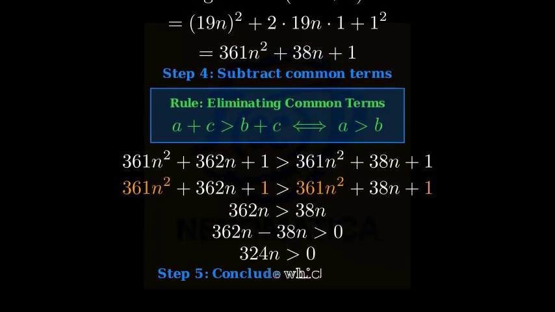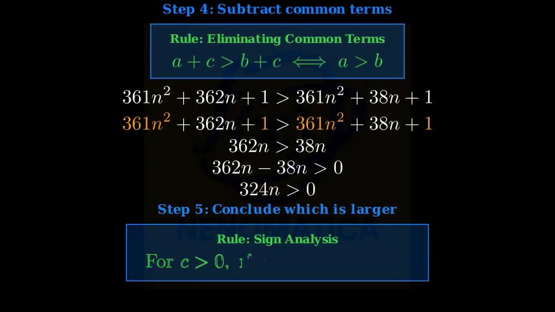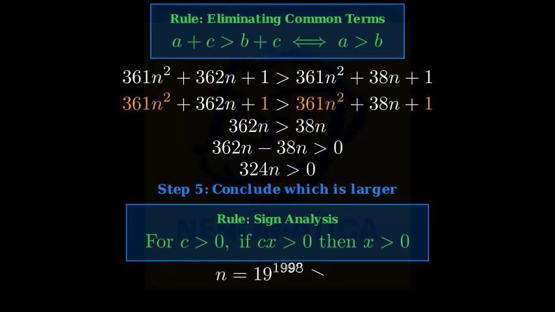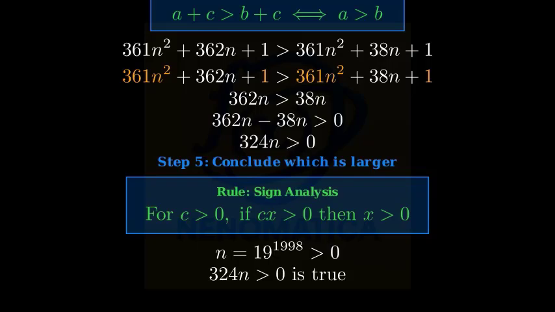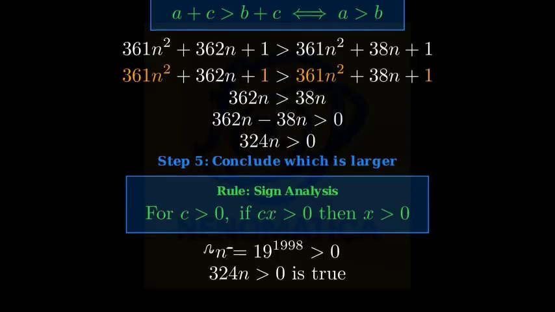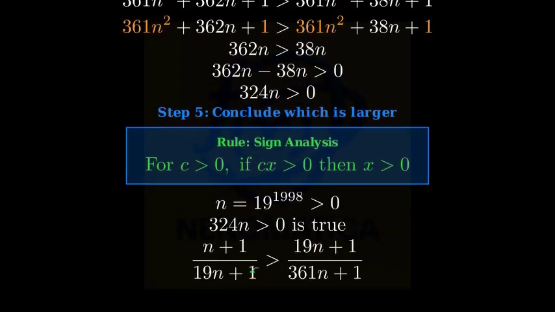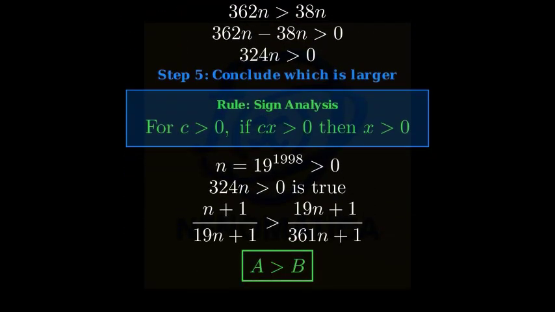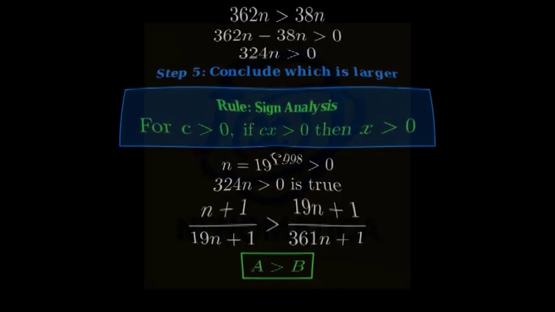For step 5, we reach our conclusion. We've determined that 324n is greater than 0. Since n is equal to 19 to the power of 1998, it's clearly a positive number. Therefore, the inequality 324n greater than 0 is definitely true. Going back to our original question, this proves that a is greater than b. In other words, the first fraction is larger than the second one.